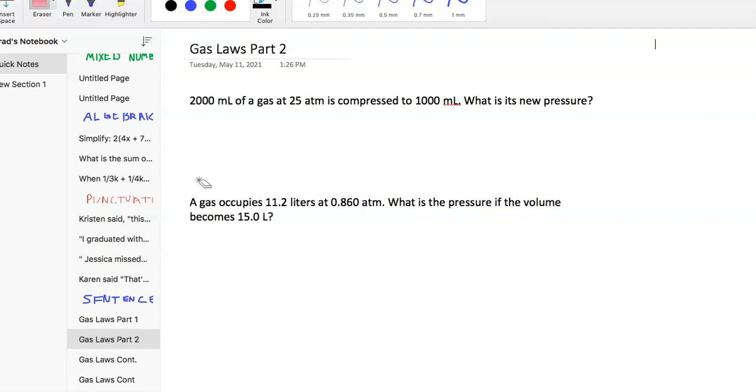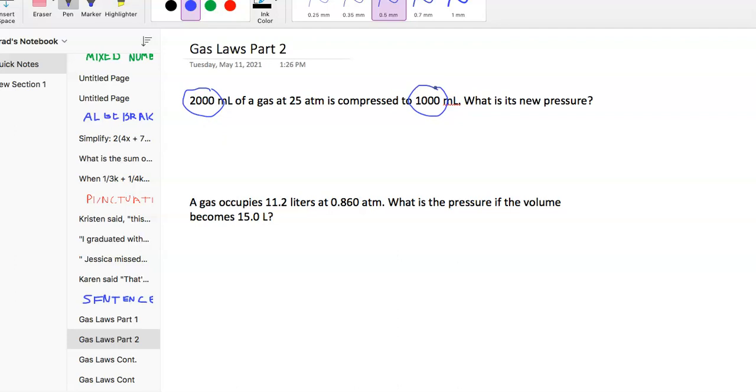Okay, so I get my pen here. Blue is a great color. In this situation, the volume of a gas is halved. It's half because we had 2,000 milliliters and now we only have 1,000. So it's cut in half. 1,000 is half as much as 2,000. Because the volume of the gas is half, the pressure needs to double.